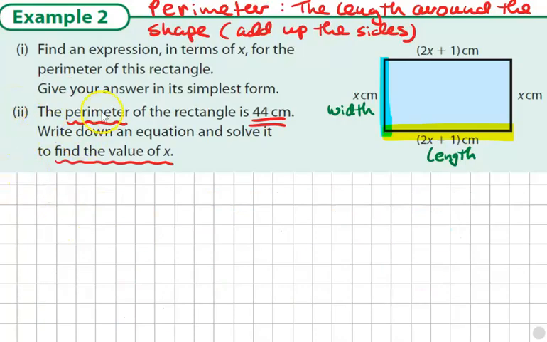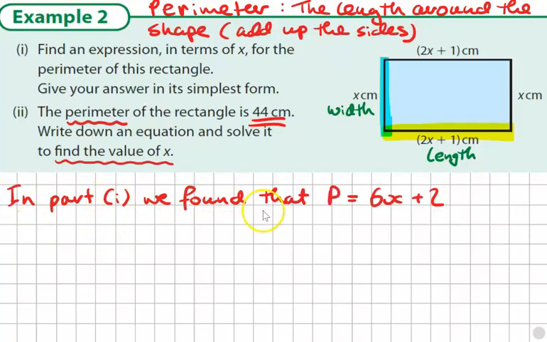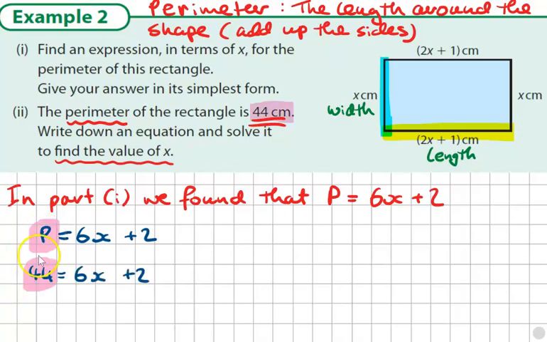Part 2, the perimeter of the rectangle is 44 centimeters. Write down an equation and solve it to find the value of x. So in part 1, we found that P, which is the perimeter, is equal to 6x plus 2. So we worked that out in part 1. P stands for perimeter, and we are told in part 2 that the perimeter is 44 centimeters. So we're going to replace P with 44. You can leave out the centimeters part here. So we have 44 equals 6x plus 2.